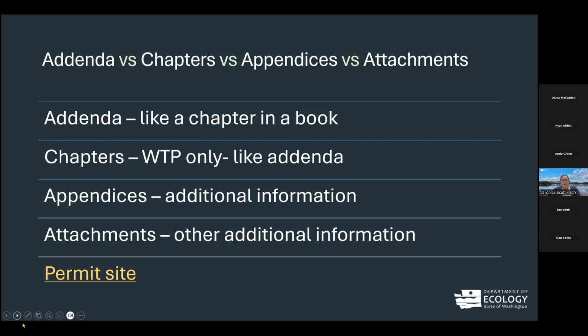And so that is a little bit of a thing. We tried very hard to make our language consistent throughout, but there is some legacy language that was maintained between our 8C Rev 9 and Rev 9A revisions. We also have things like appendices, which provide additional information to support our addenda or our chapters. And then attachments are another type of additional information that is provided.